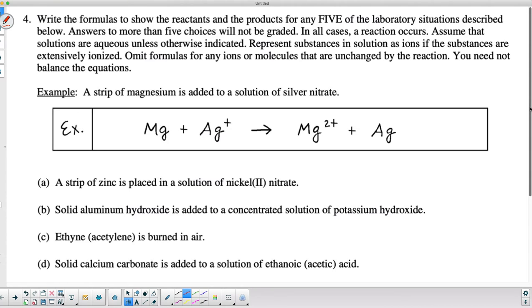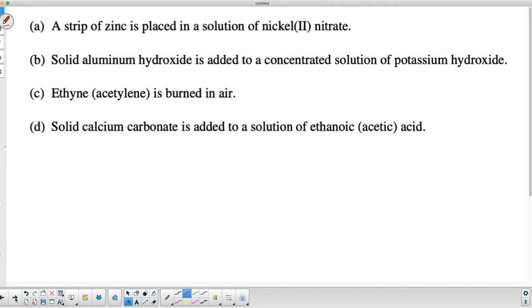So here's what's going to happen. A strip of zinc is placed in a solution of nickel 2 nitrate. So what happens with that is, here for letter A, I have my zinc. It says a strip of zinc. That means solid. That means I don't have to write any of that. Plus, and then nickel 2 nitrate.